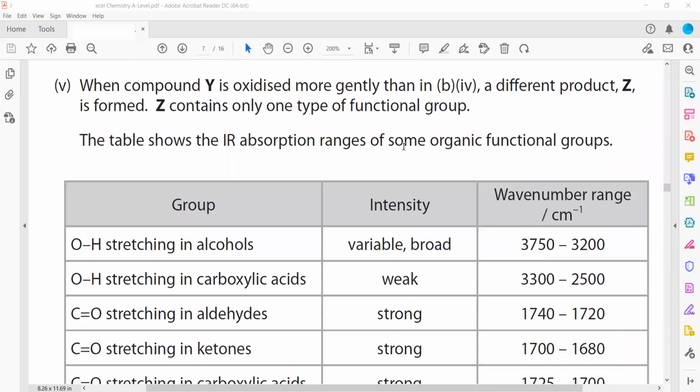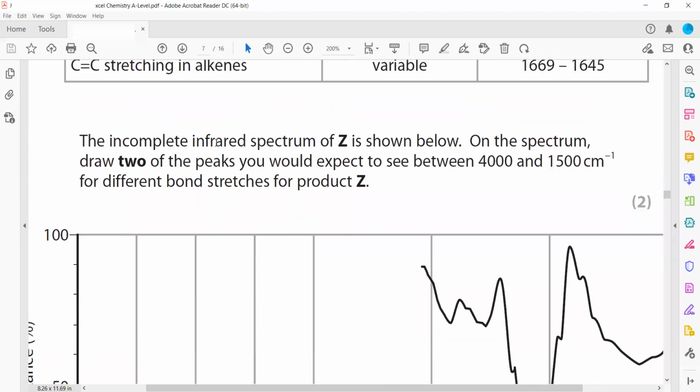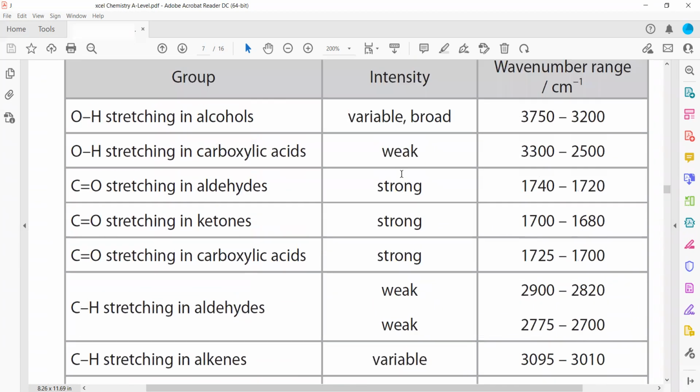Then when compound Y is oxidized more gently than before, different products are obtained. Like Z contains only one type of functional group. The table shows the IR spectrum. So when we oxidize gently, it will undergo partial oxidation, and partial oxidation results in an aldehyde. If it was a complete oxidation, it would be different. So we have to complete the incomplete infrared spectrum. Draw two peaks from 4000 to 1500. So Z is basically an aldehyde.